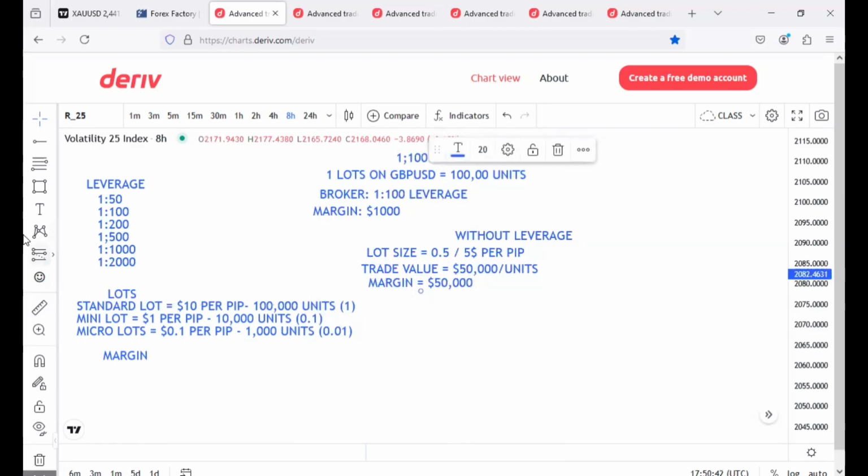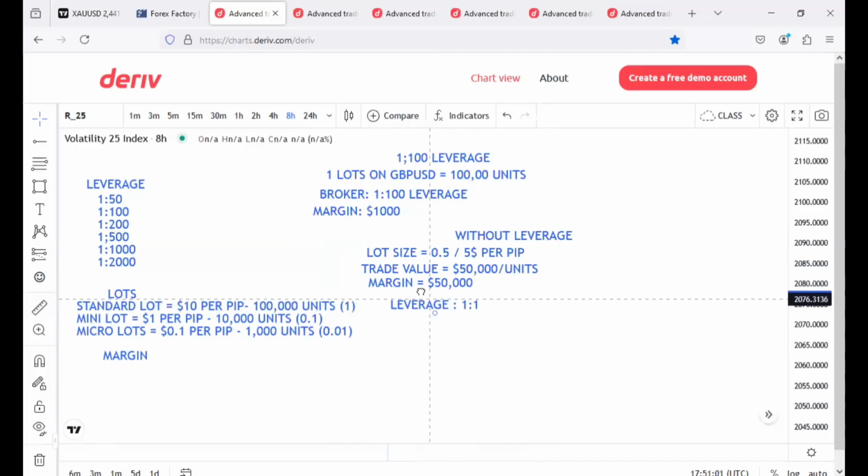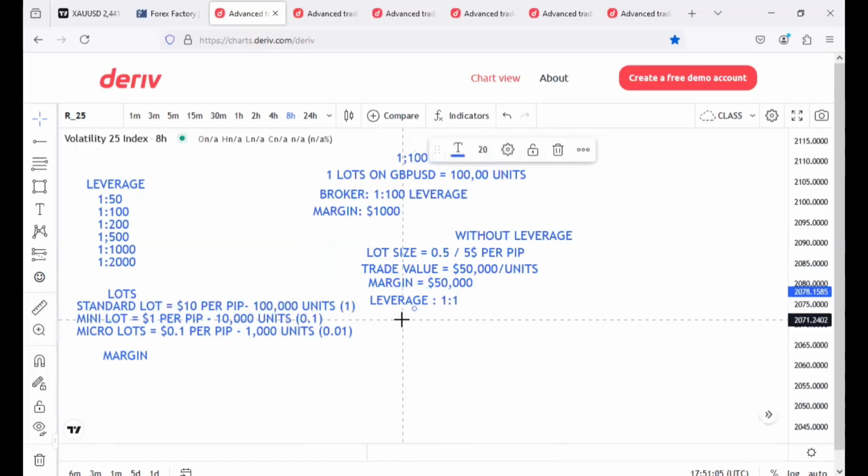So now this is an example. When there's no leverage, that means you are trading your personal capital without leverage. Let's say the leverage is 1-to-1. That means the broker is not giving you any leverage. You are just using your capital to trade. So you need to have $50,000 capital before you can open a 0.5 lot size position without leverage. That's literally what this means. You can see the importance of leverage. If you don't have up to $50,000 in your account, you cannot open a 0.5 lot size position because it requires 50,000 units, which is also $50,000.